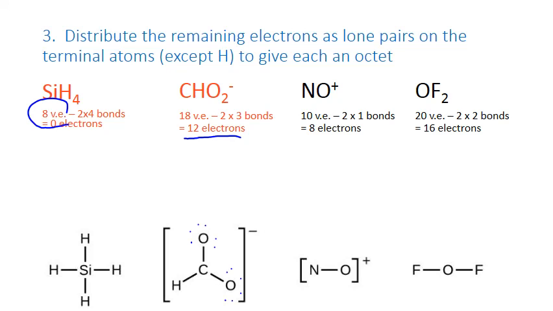Now let's move on to the NO+ ion. Here I have eight electrons to place. That's actually not enough to put full lone pairs on both the nitrogen and the oxygen, so I'm just going to distribute them as evenly as I can between the nitrogen and oxygen. I'll put two sets of pairs on the nitrogen, so that's four, and two on the oxygen. That's eight total. I cannot place more electrons than that because I do not have more electrons to place. You cannot exceed the total number of valence electrons that you started with, after you've subtracted out the number of bonds.